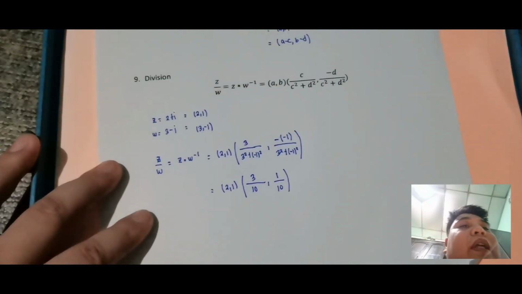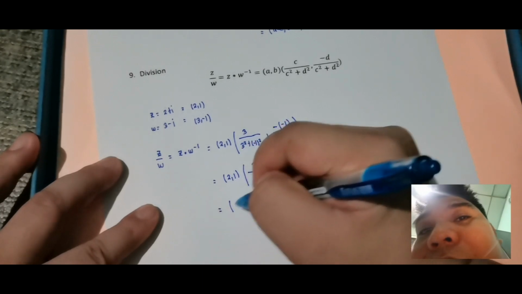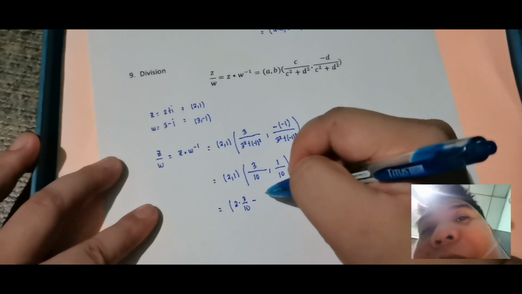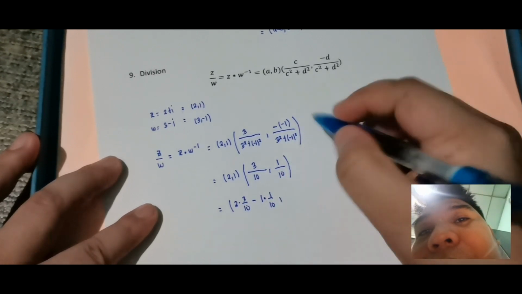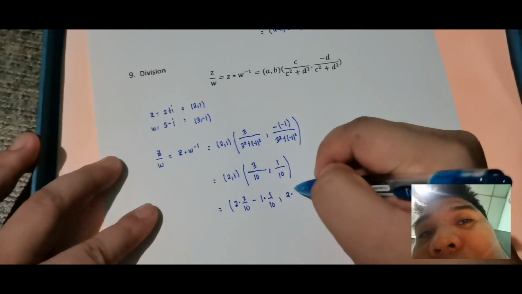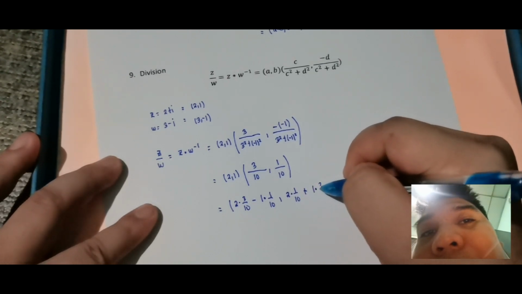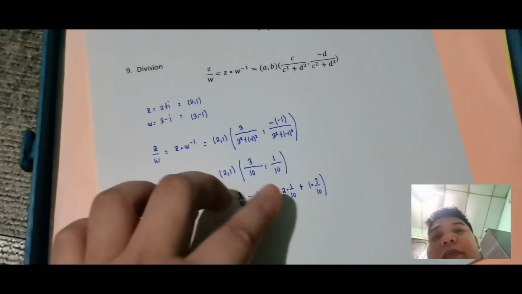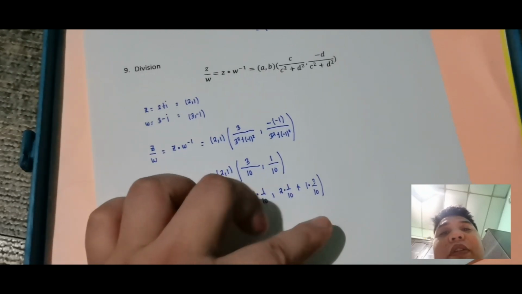Okay, next is i-multiply natin yan. So, ano nga sabi ng formula ng product? So, that is first coordinate, 2 times 3 over 10 minus product ng second coordinate, that is 1 times 1 over 10. So, then outer and inner, that is 2 times 1 over 10 plus inner, that is 1 times 3 over 10. Okay, tandaan na: first minus second, outer plus inner.